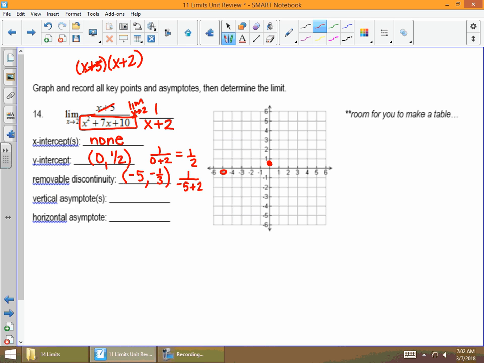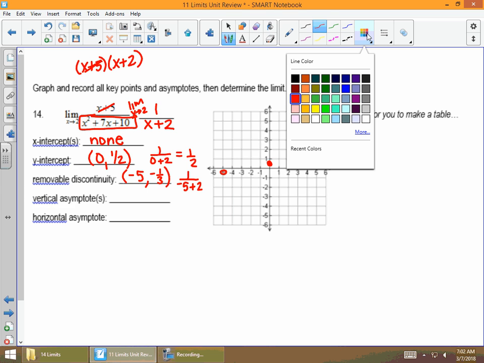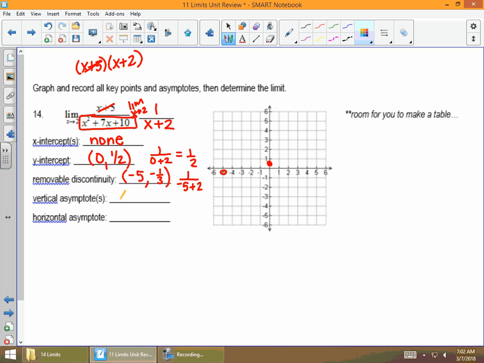Okay, we're starting to come together here. Vertical asymptote. My vertical asymptote is at x equals -2. We set the denominator equal to 0. And my horizontal asymptote, since this is a bottom-heavy fraction, is going to be at y equals 0. So I have a lot of good details here. This looks great.